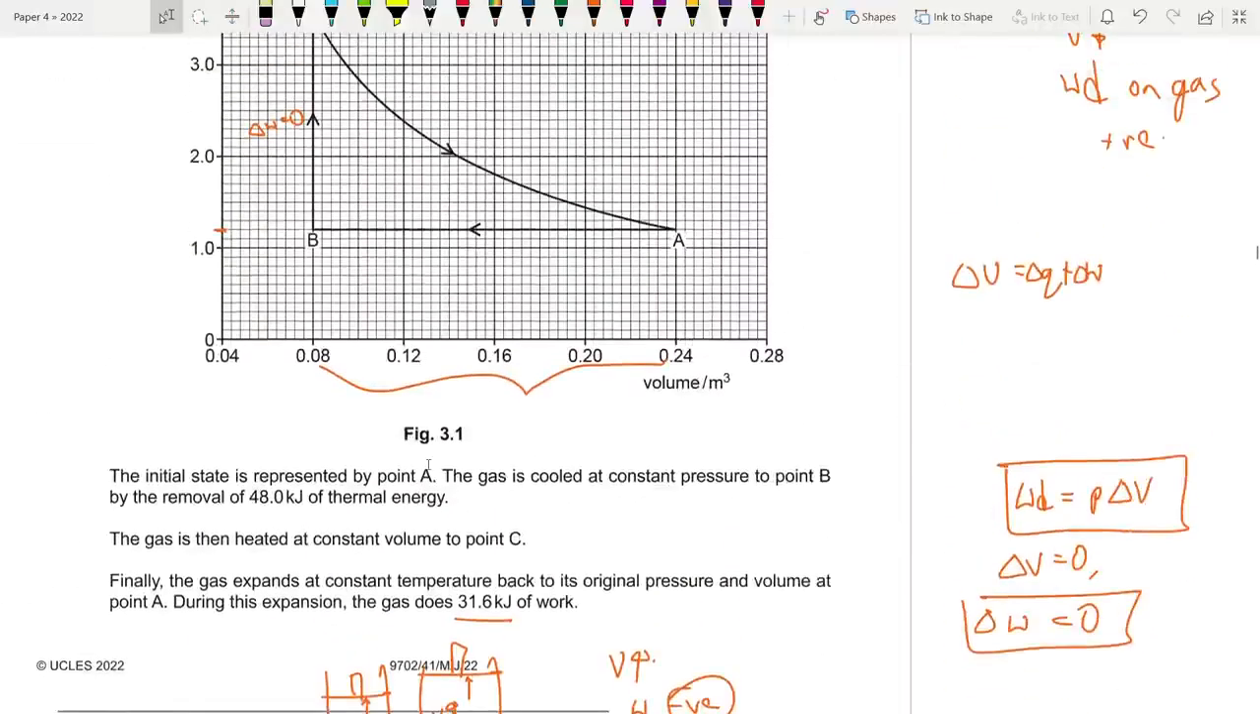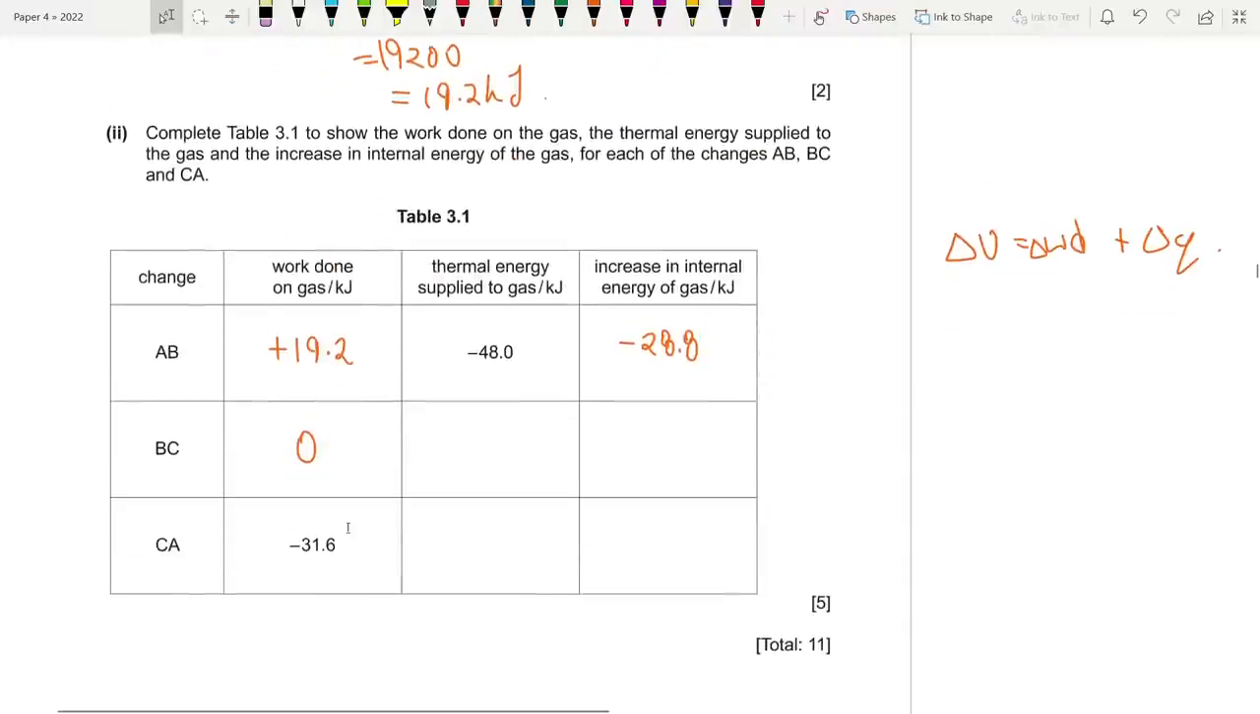Then what about the last step? Finally, the gas expands at constant temperature back to its original pressure and volume at point A. During this expansion, the gas does 31.6 kilojoules of work. Okay, so it's minus 31.6. Great.